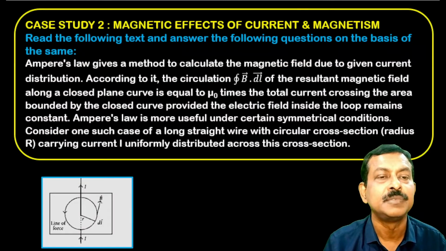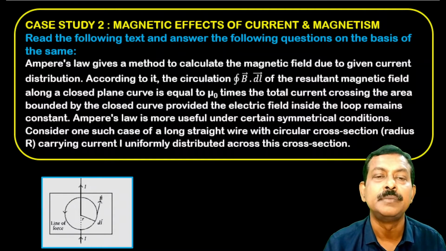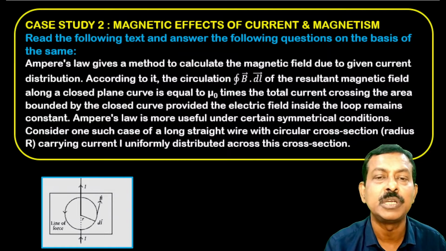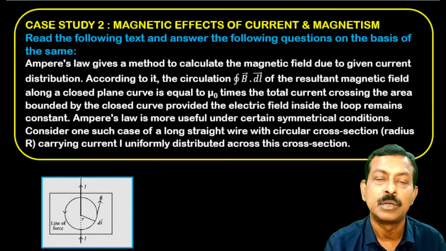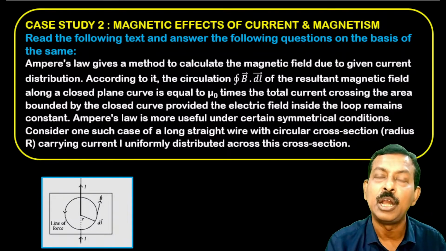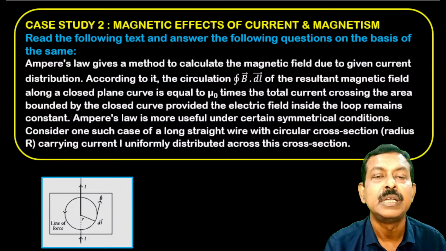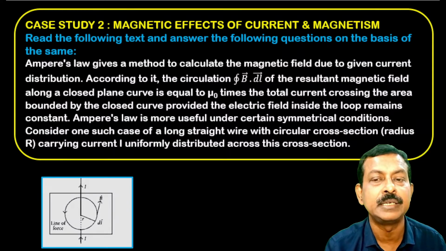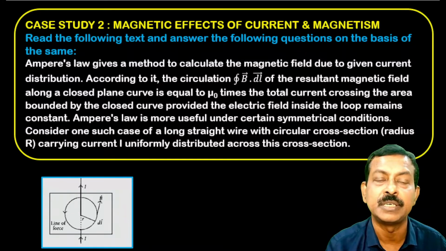Let's take a second case study question. Ampere's law gives a method to calculate the magnetic field due to a given current distribution. According to it, the circulation, integral of B dot dl over a closed plane curve, is equal to mu naught times the total current crossing the area bounded by the closed curve, provided the electric field inside the loop remains constant.